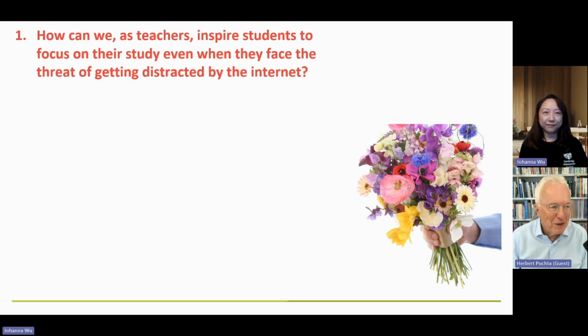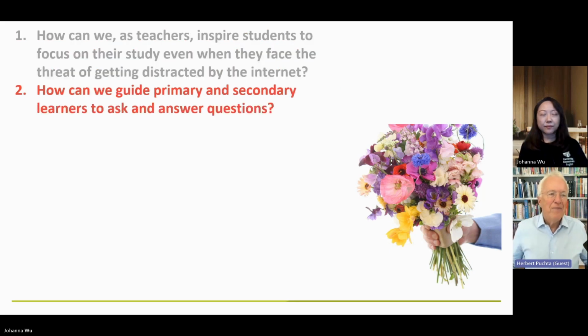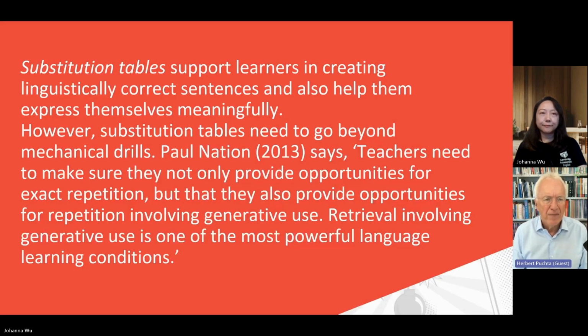Question number 2. How can we guide primary and secondary learners to ask and answer questions? A key point, we want them to be able to communicate in English. But some of them are maybe a bit shy, some of them need more help. What kind of support systems do we have as teachers? Many of us use so-called substitution tables when it comes to facilitating our students' speaking. We can see one on the next slide, actually.